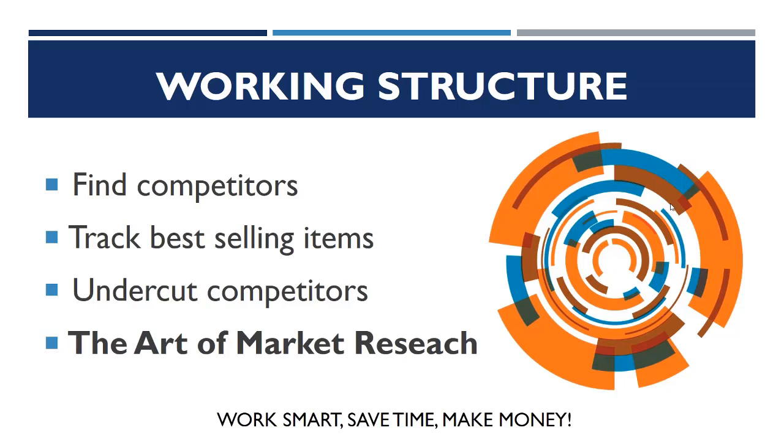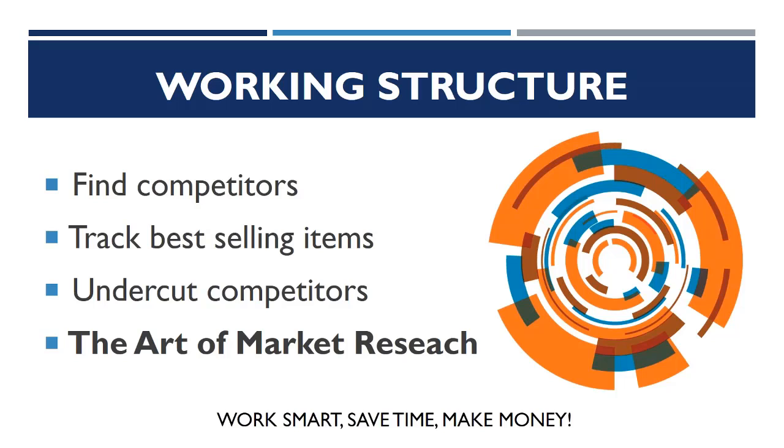Okay? After we find very good competitors, we go for the next step, and the next step is to track the best-selling items of these competitors. Makes sense, right? You just go inside the competitor, run a search on Zik, and then you get the results of the best-selling items, and you start to check if you can get these best-selling items cheaper on Amazon. And this is the third part. The third part is to undercut your competitors.